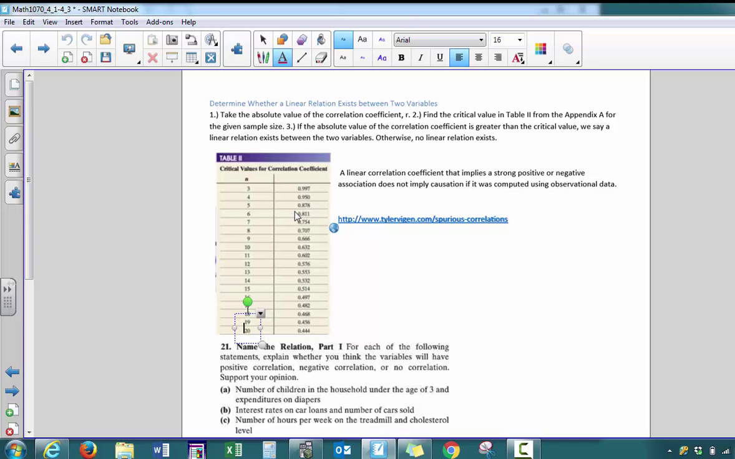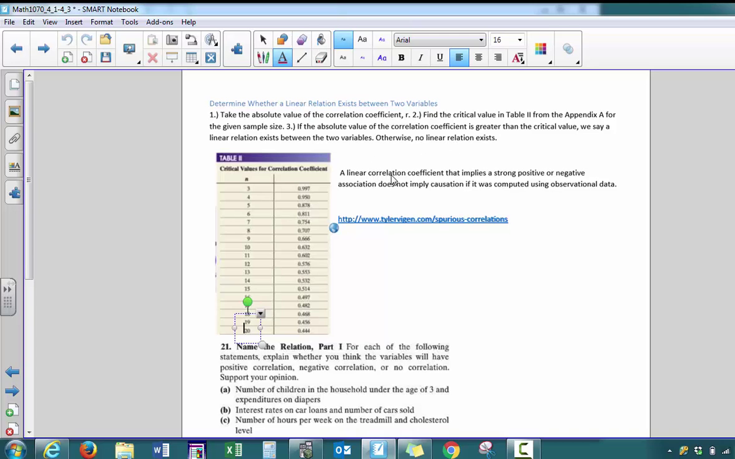If the absolute value of your correlation coefficient is larger than this one, then we can say, yes, a linear relationship exists. So one more time, if the absolute value of the correlation coefficient is greater than this critical value, and the critical value is once again determined by your sample size, then we say, yes, a linear relationship exists. Otherwise, no linear relationship exists.